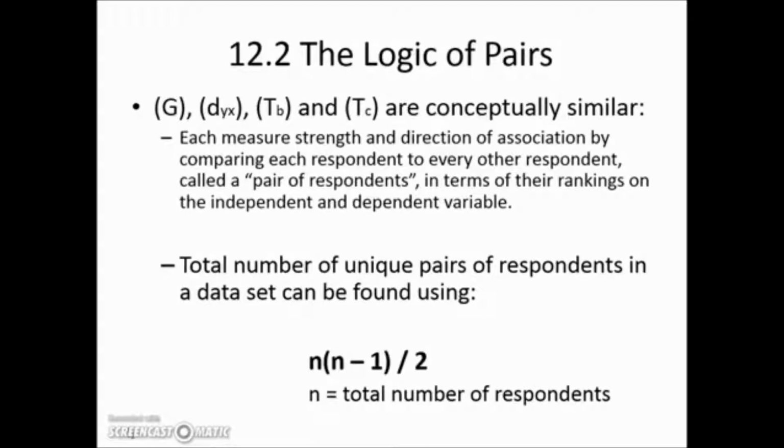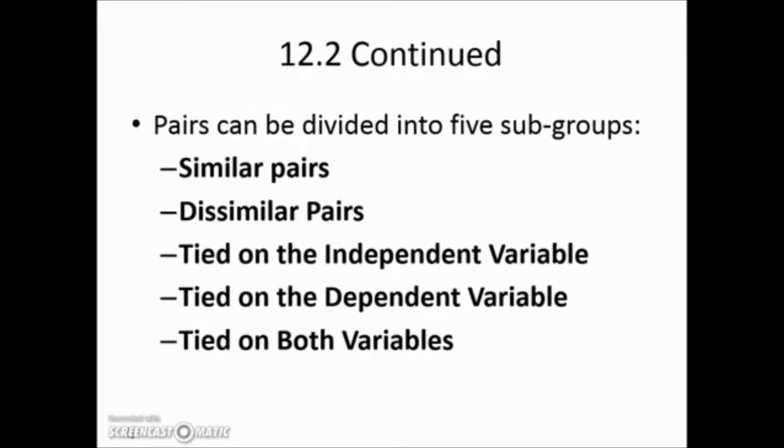Gamma, Kendall's tau-b and tau-c, and Somers' d are conceptually similar to one another. They measure strength and direction of association by comparing each respondent to every other respondent, called a pair of respondents or simply a pair, in terms of their rankings on the independent and dependent variable. The total number of unique pairs of respondents in a dataset can be found by the following formula: N equals n(n minus 1) divided by 2, where n equals the total number of respondents.